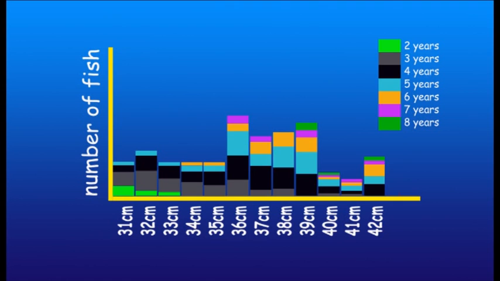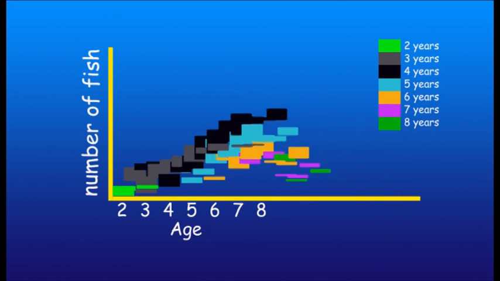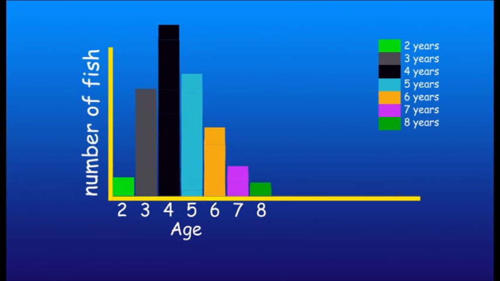What we now want is to group all of our ages together and create a distribution that represents ages on the bottom with numbers of fish on the side. This is our final result, the age frequency distribution of the tiger flathead catch.